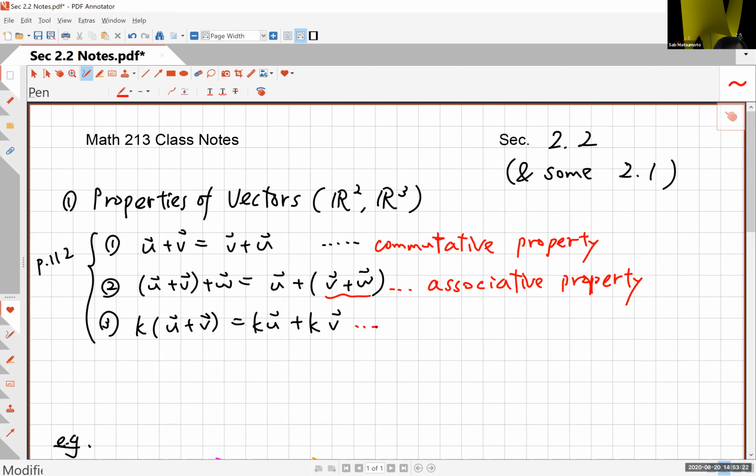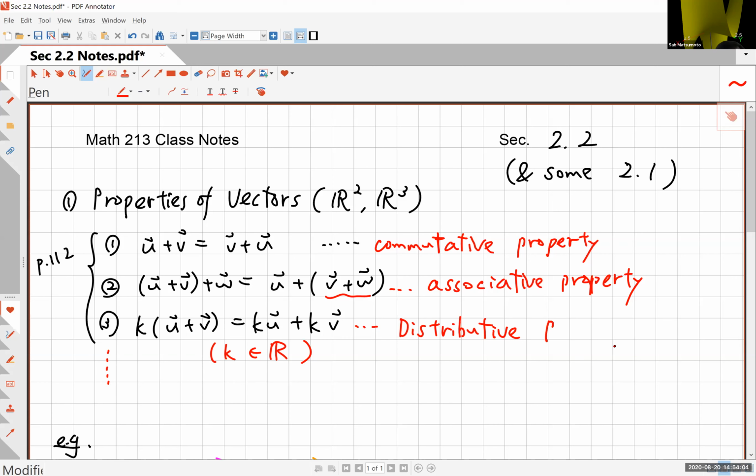So, all right, k times (u plus v) is equal to ku plus kv. Of course, here I am assuming k is a real number. What do we call this? Scalar multiplication, right? And so this is the property called the distributive property. And there are more. In fact, there are a lot more on this list. I think the book lists 8 different properties for vectors. So this is called the distributive property.